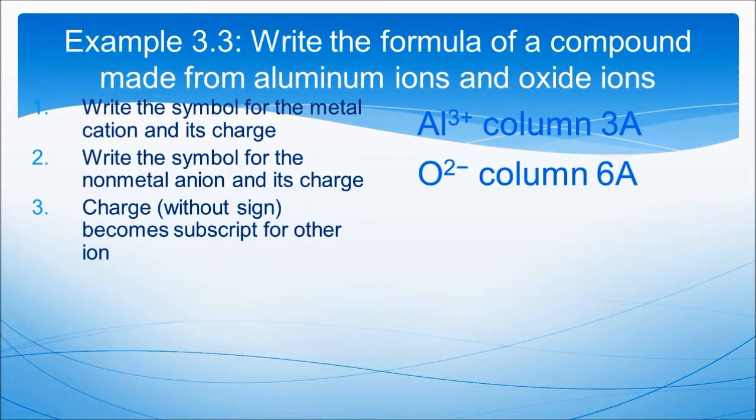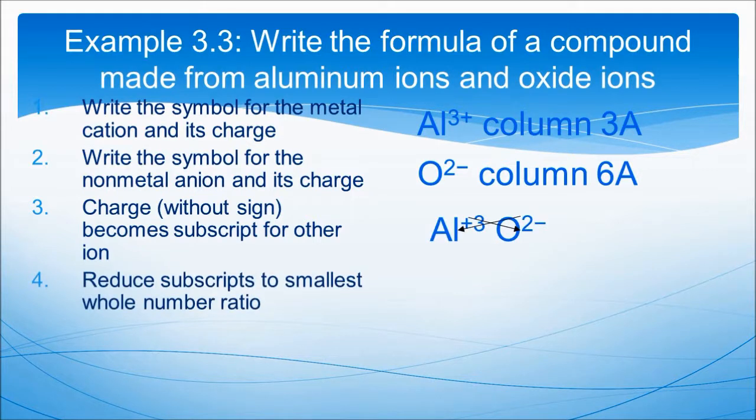Step 3 is the charges without the sign become the subscript for the other ion. Therefore, aluminum, which has a plus 3 charge, and oxygen, which has a minus 2 charge, the subscript on aluminum then becomes 2, and the subscript on oxygen becomes 3.